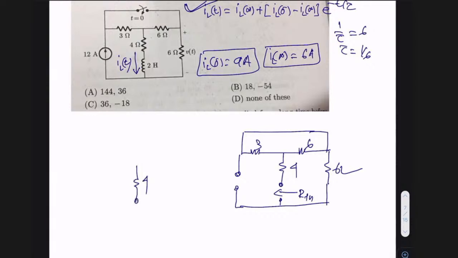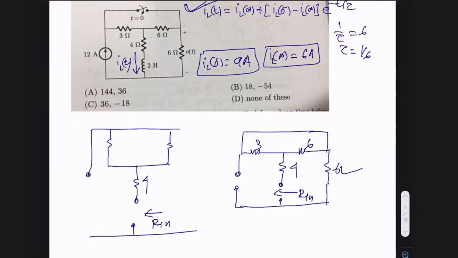This is 4, right? So from this, I am finding my RTH. Yes, this is the circuit. This is my 3, this is my 6, this is 4, and this is 6. Okay, so what is my RTH if I ask you? RTH is equal to 4 plus.